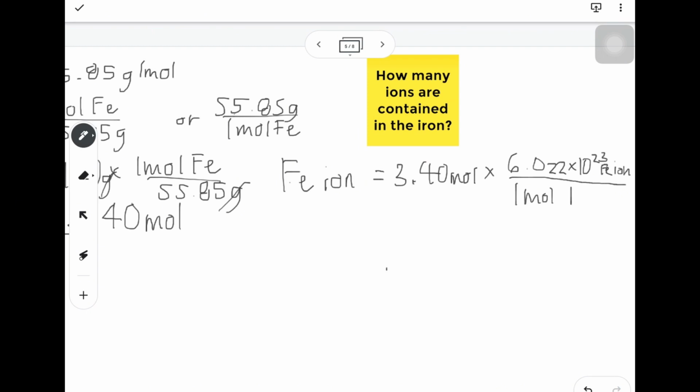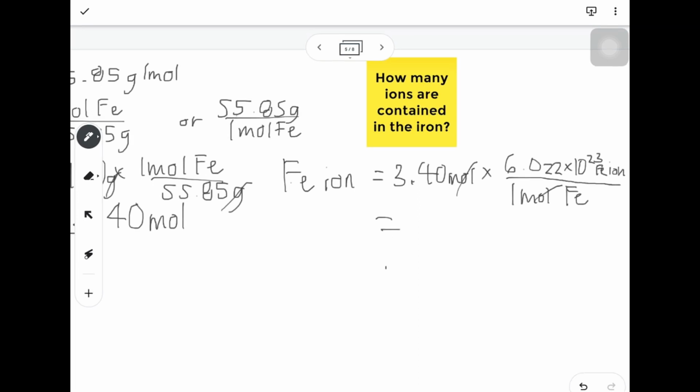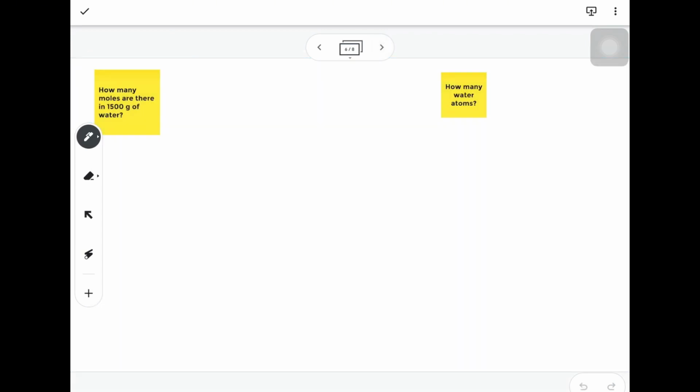Since we use this unit factor, the moles would be cancelled and we will be left with the ions of the iron. So, once we calculate this, our final answer is 2.05 times 10 raised to 24. For the next problem, how many moles are there in 1,500 grams of water?